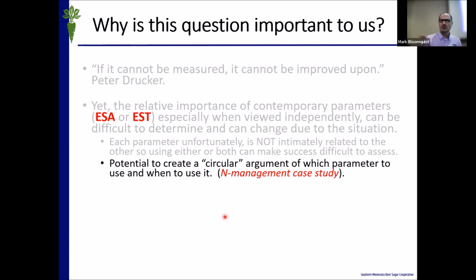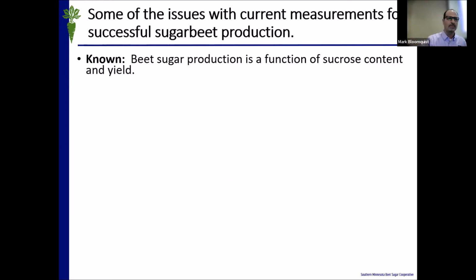For those of you who might struggle with Excel spreadsheets like I do, every once in a while, you probably know what I mean by a circular argument. And that is trying to decide which parameter to use and when to use it. And I think that the N management case study that I go into a little bit later in the presentation will help drive that particular point home.